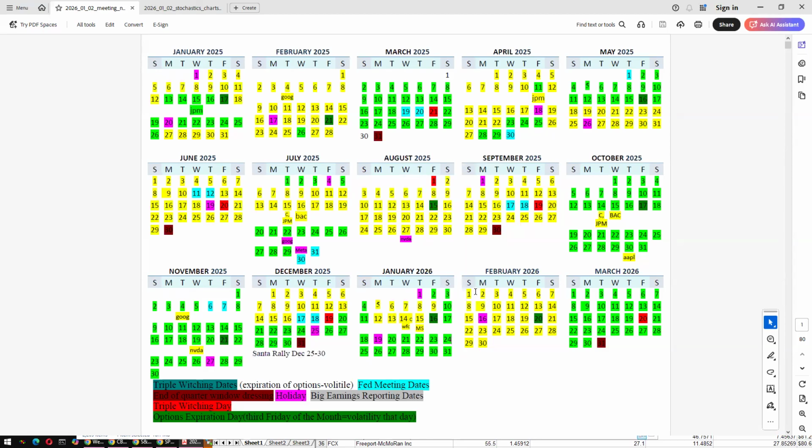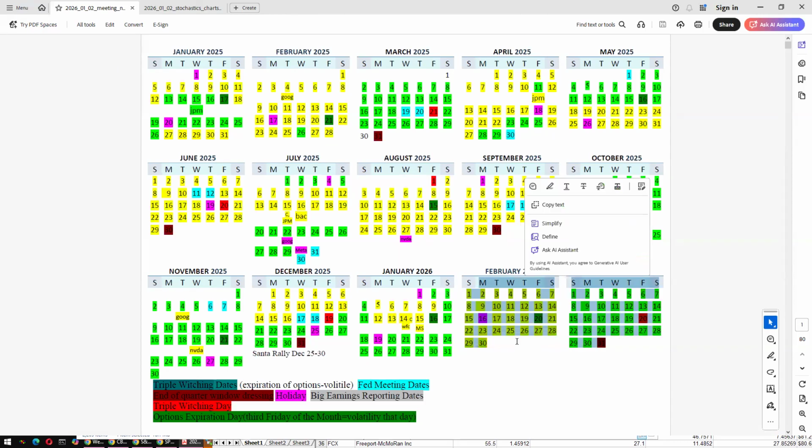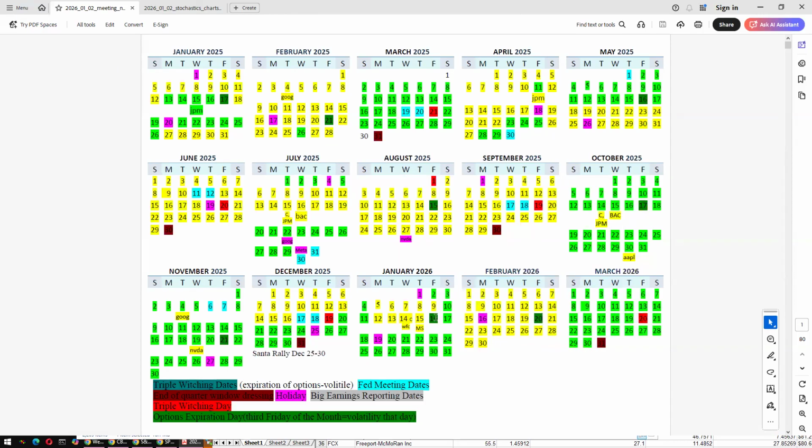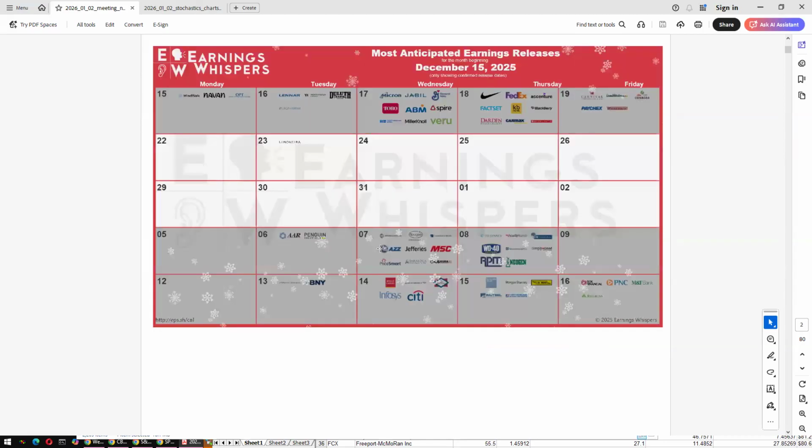And so I marked February as yellow, meaning seasonality wise, it's not that great of a month. But I did mark this time right here as green because we're starting earnings season and people usually get excited when earnings comes out. All right, so let's look at the earnings that are coming up here pretty soon.